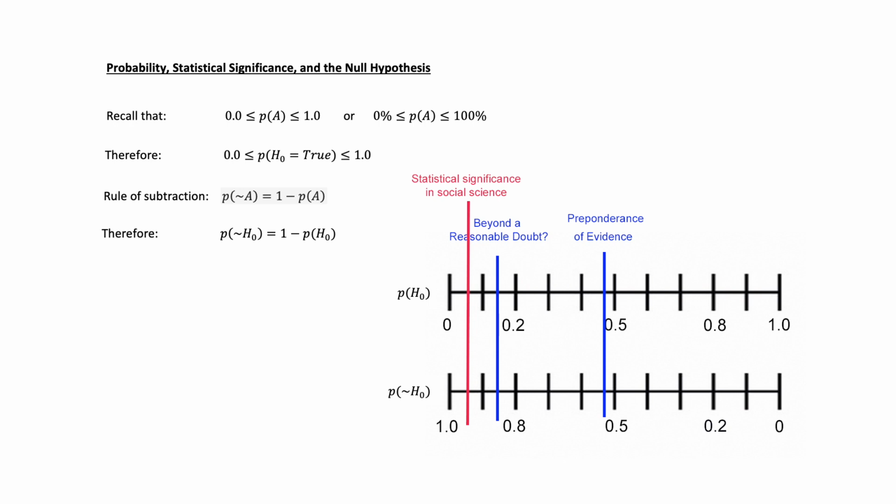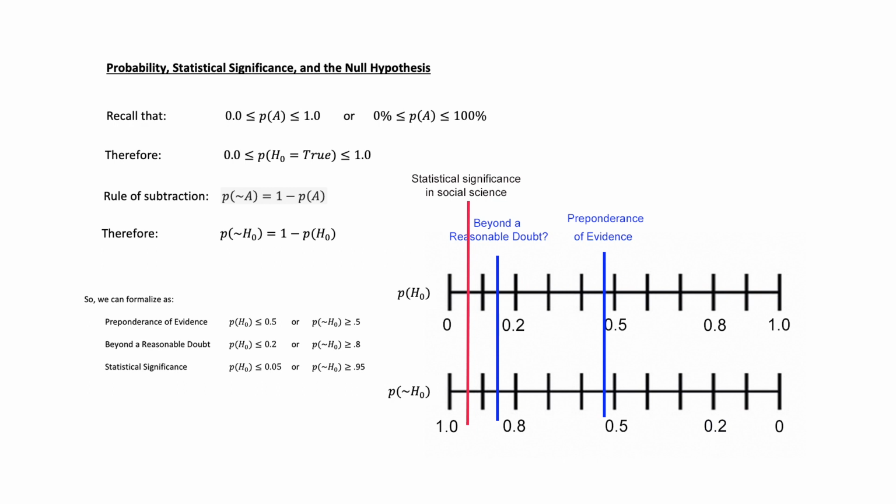Here you can see that statistical significance in social science cuts the probability that the null hypothesis is true at about 0.05, and it cuts the probability that the null hypothesis is false at the 0.95 level. In other words, to say that we are statistically significant is simply to say that we are 95% confident the null hypothesis is false, or conversely, only 5% confident that the null hypothesis is true.